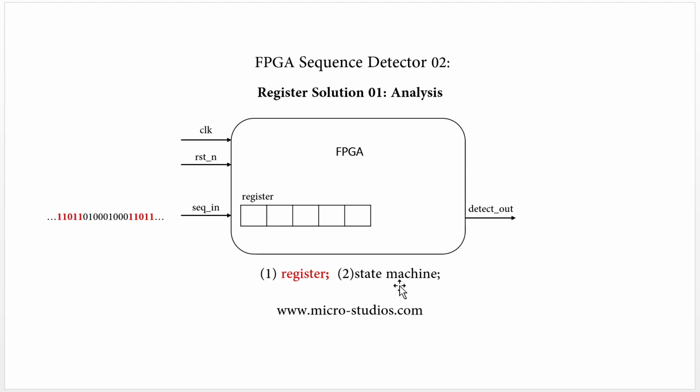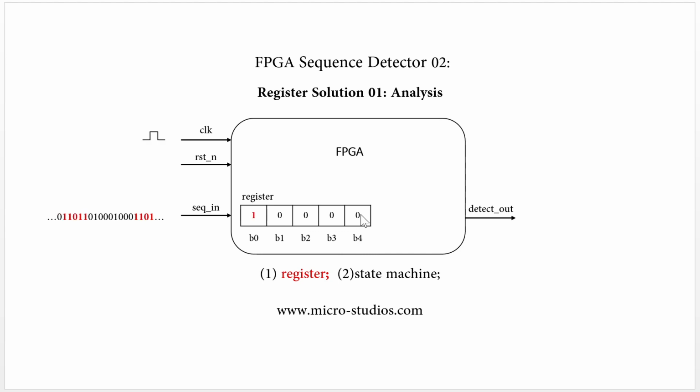So, for the reduced solution, of course, we need one register. It's like this. Because our detector target is 11011, the register is 5 bits, from bit 0 to bit 4: bit 0, bit 1, bit 2, bit 3, bit 4. The initial value for this register is all 0, 0, 0, 0, 0.